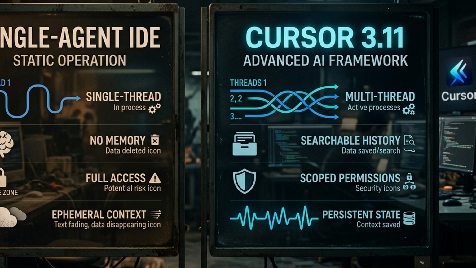This mirrors how we first used search engines. One query, one result page, start over. Multi-threaded agents are to solo-agent IDEs what tabbed browsing was to single-window navigation. The underlying capability existed. The interface just hadn't caught up to actual workflows.